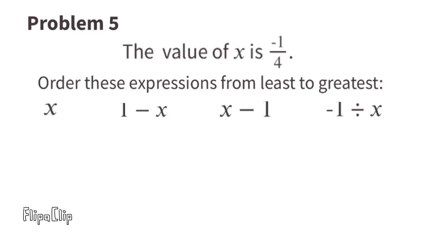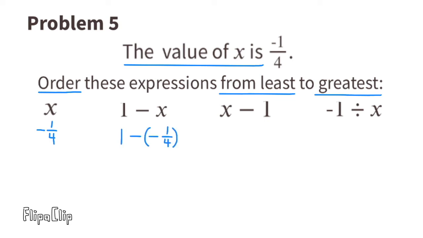Problem number 5. The value of x is -1/4. Order these expressions from least to greatest. Well, the information tells us that x is worth -1/4. 1 minus x is the same as 1 minus -1/4, or 1 and the opposite of -1/4, which is +1 1/4.